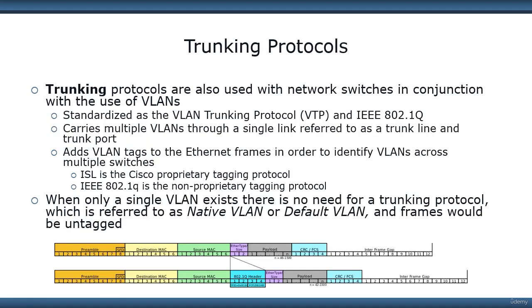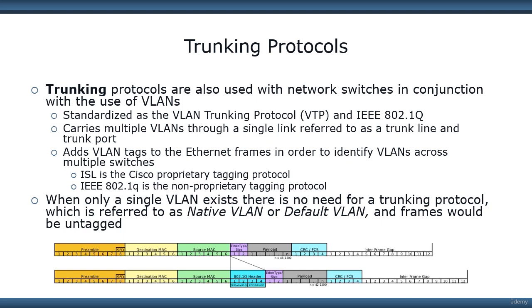Trunking protocols are also used with network switches in conjunction with the use of VLANs. Standardized as VTP, the VLAN trunking protocol, or IEEE 802.1q. You definitely want to recognize that standard name. It carries multiple VLANs through a single link, referred to as the trunk line and the trunk port. The way it does this is by adding VLAN tags to the Ethernet frames in order to identify the VLAN across multiple switches. There's a Cisco proprietary tagging protocol called ISL, and then 802.1q, or VTP, is the non-proprietary tagging protocol.